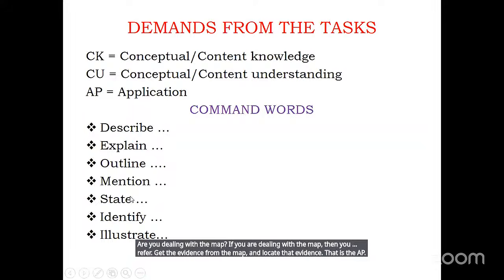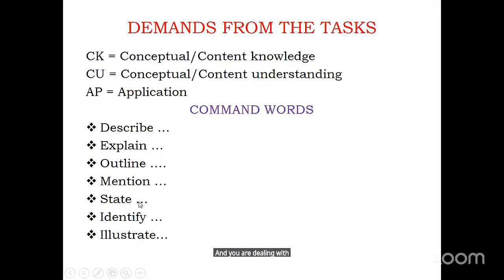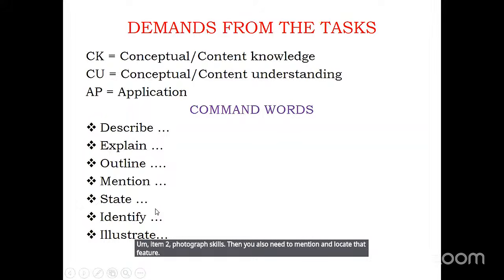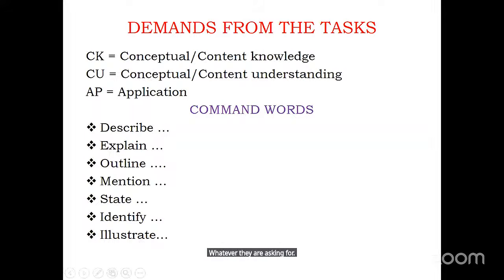If you are mentioning, stating, or identifying, and you are dealing with element of construct 2, which is section A, item 2, photograph skills, then you also need to mention and locate that feature, whatever they are asking for. It is very, very imperative to locate, to be applying. Applying on photographic interpretation is identifying the feature and locating it. We are going to dive into that and understand better.